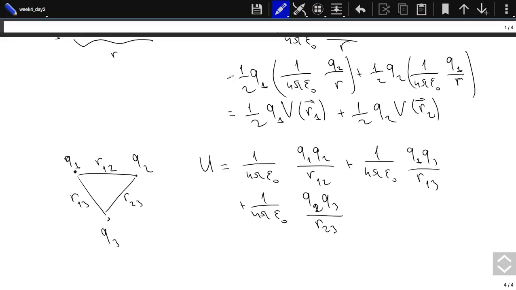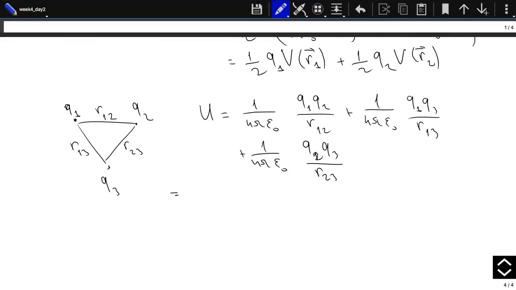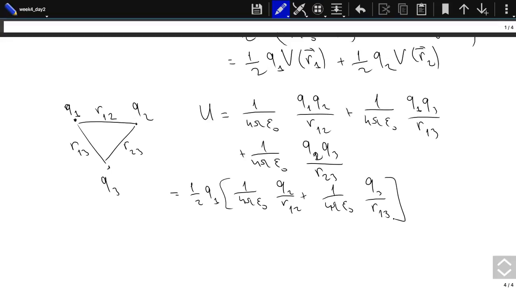This was what we had obtained by just bringing all the charges one by one from infinity. This is equal to, let's try to write it in this form, 1 over 2 Q1 times 1 over 4 pi epsilon 0 Q2 over R12 plus 1 over 4 pi epsilon 0 Q3 over R13. At least now I have half of this term, half of that term. The other half should come from the other terms. Plus 1 over 2 Q2 times 1 over 4 pi epsilon 0 Q1 over R12 plus 1 over 4 pi epsilon 0 Q3 over R23.